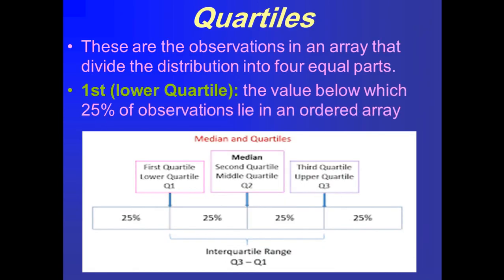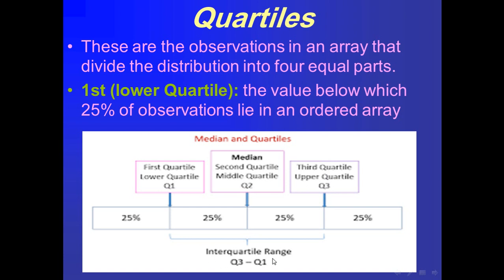These are the observations in any array that divide the distribution into 4 equal parts. So we have 4 parts. Suppose we have 100 observations, and we divide these 100 into 4 parts, and each equal part will have 25%. So we have Q1, which is the lowest or lower quartile, and we have the median or second quartile, which we call Q2, and Q3 is the third quartile or the upper quartile.